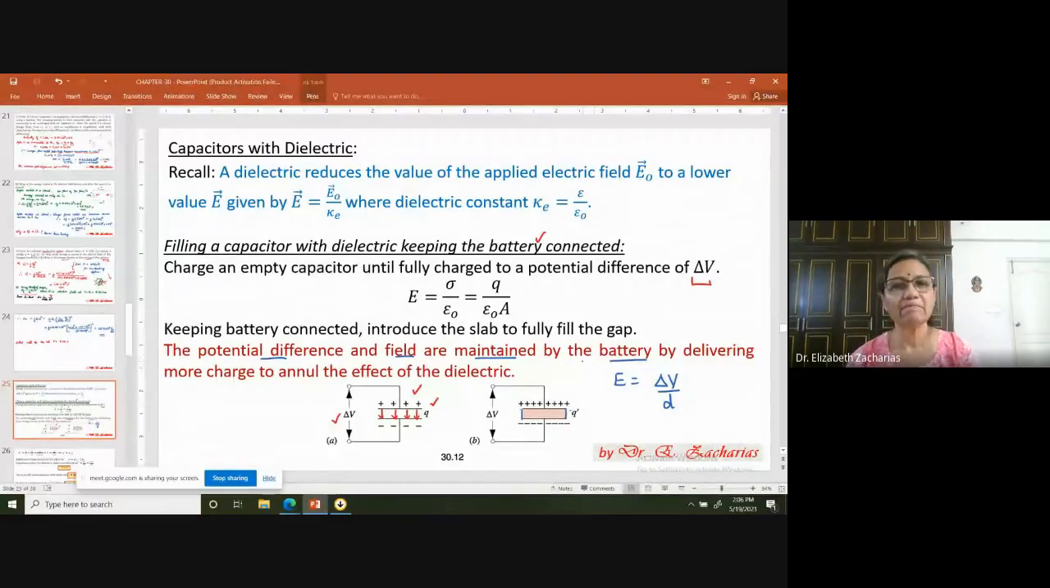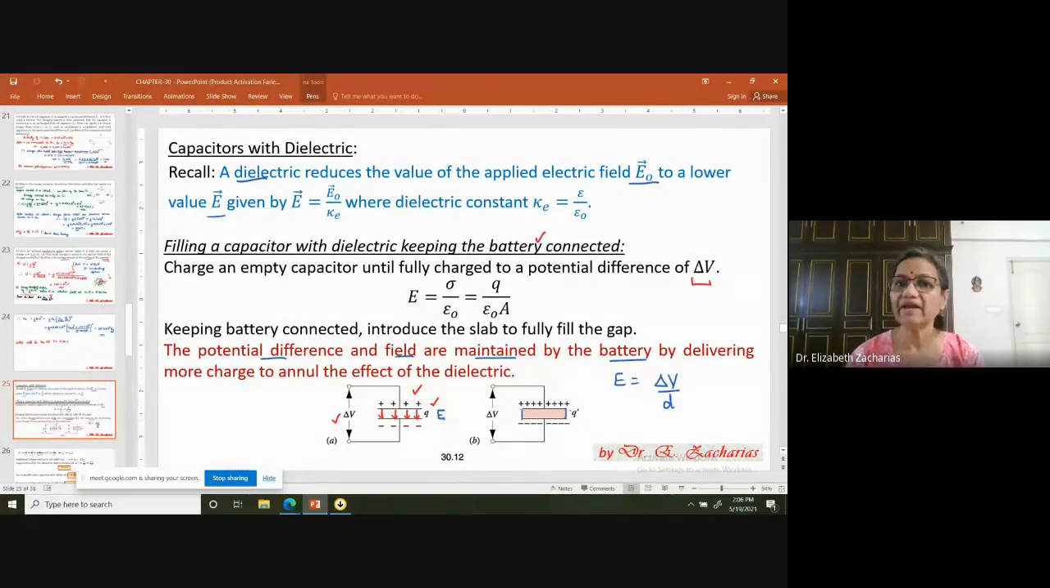Why should the battery maintain? I will tell you. What did we just discuss here? Whenever you put a dielectric in an electric field, the polarization field will lower and the effective field inside will be less than the applied field E naught. Same thing will happen here also. The field will no longer remain E. It will become smaller than E because the dielectric was put and the dielectric got polarized.